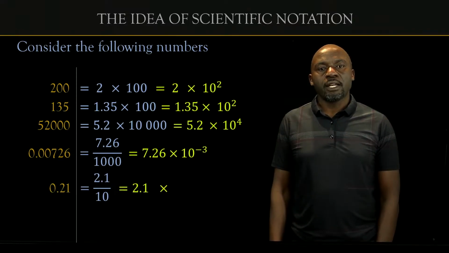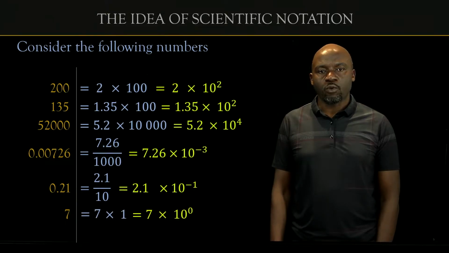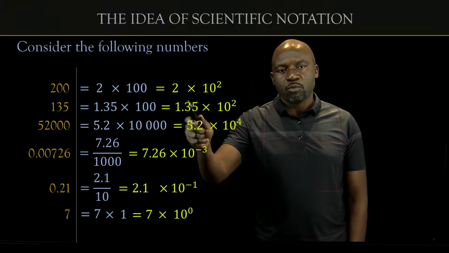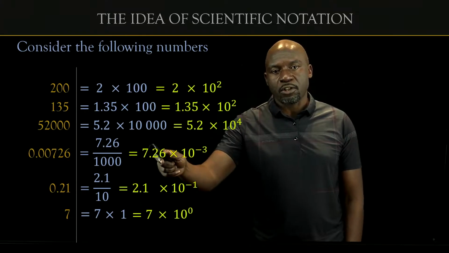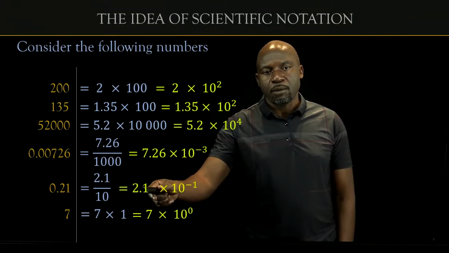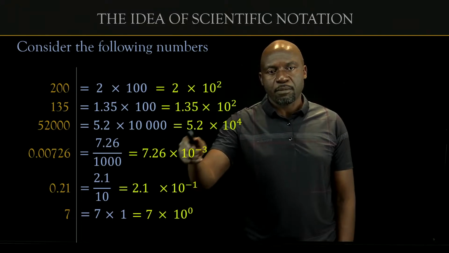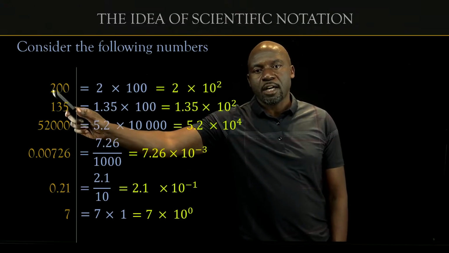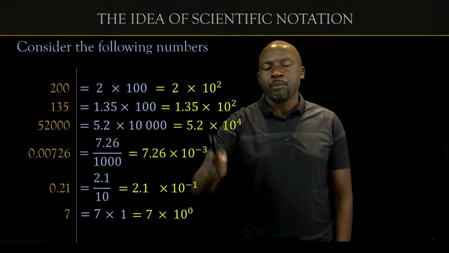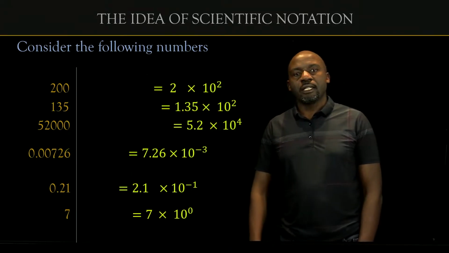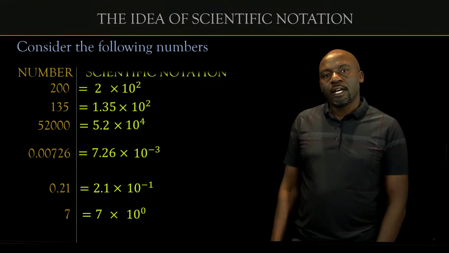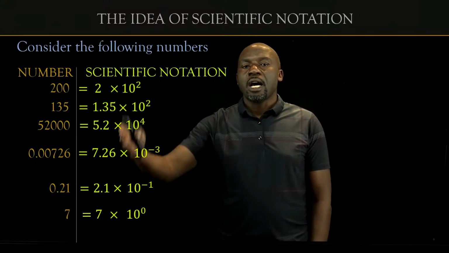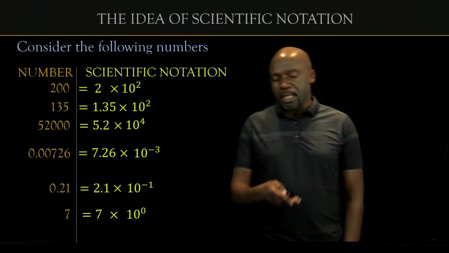And I have included other numbers and the way they would be expressed that way. Provided the number that we write here lies between 1 and 10 and is not actually 10, it can be 1 but not 10. Provided we start with a number that lies between 1 and 10 and has the same digits as this one, this is what we would mean by scientific notation. So the numbers in the first column have been expressed in scientific notation in the second column.